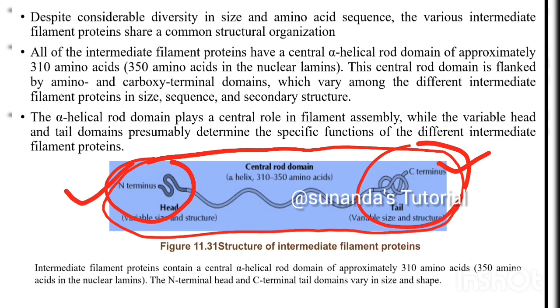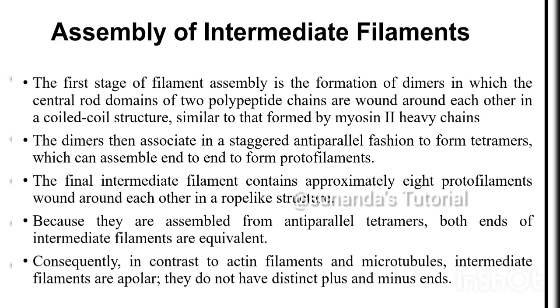The head and tail domains vary among different intermediate filament proteins in size, sequence and secondary structure. And this is the central rod or alpha helical rod. It plays a central role in filament assembly, while the variable head and tail domains presumably determine the specific functions of different intermediate filament proteins. So this is the basic structure of intermediate filament proteins. Okay, next, assembly. How the intermediate filaments get assembled.